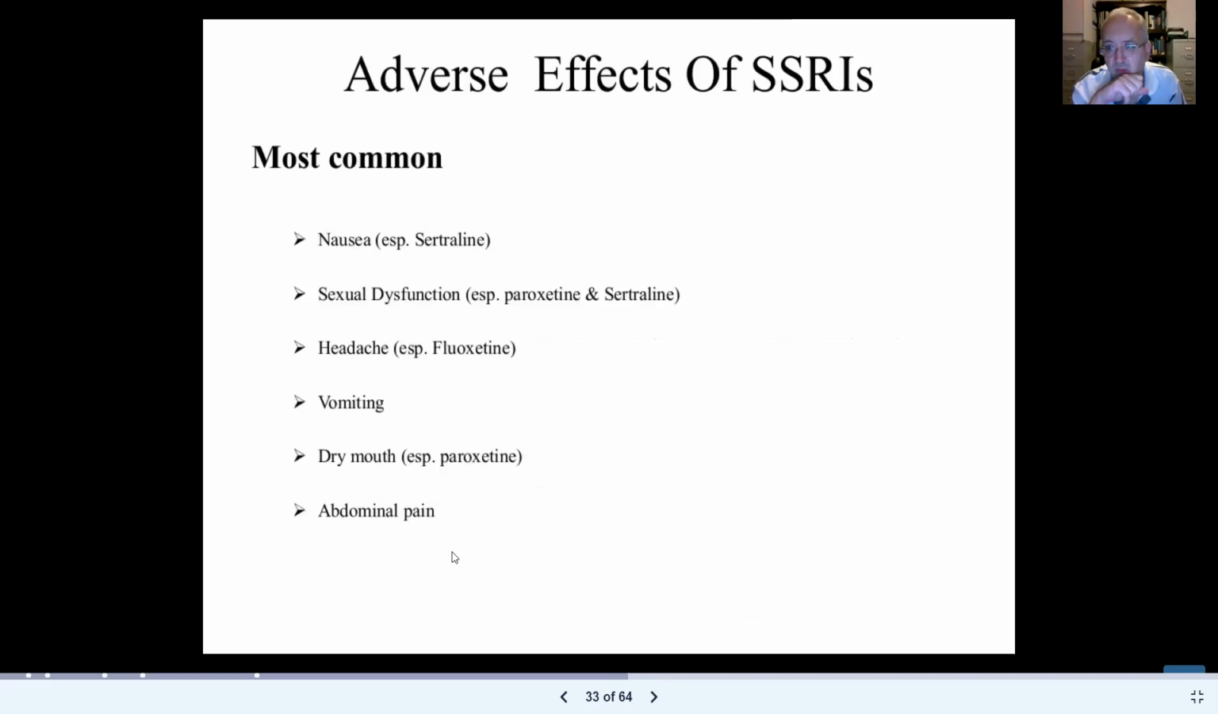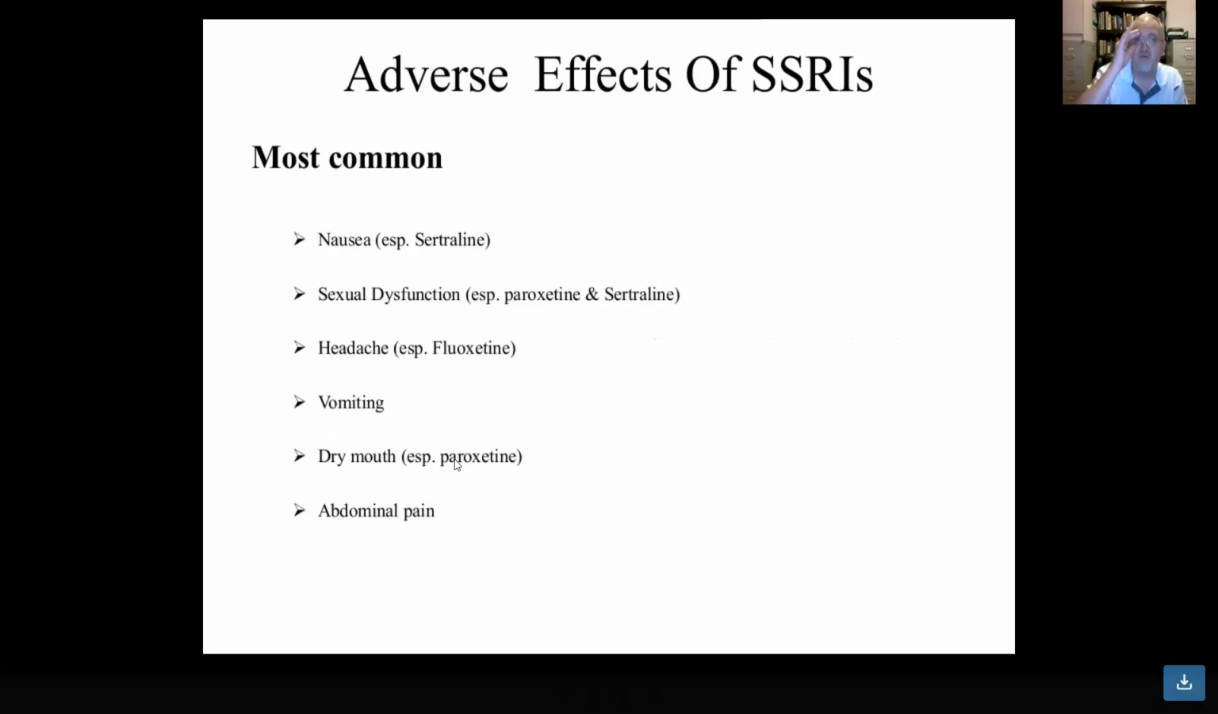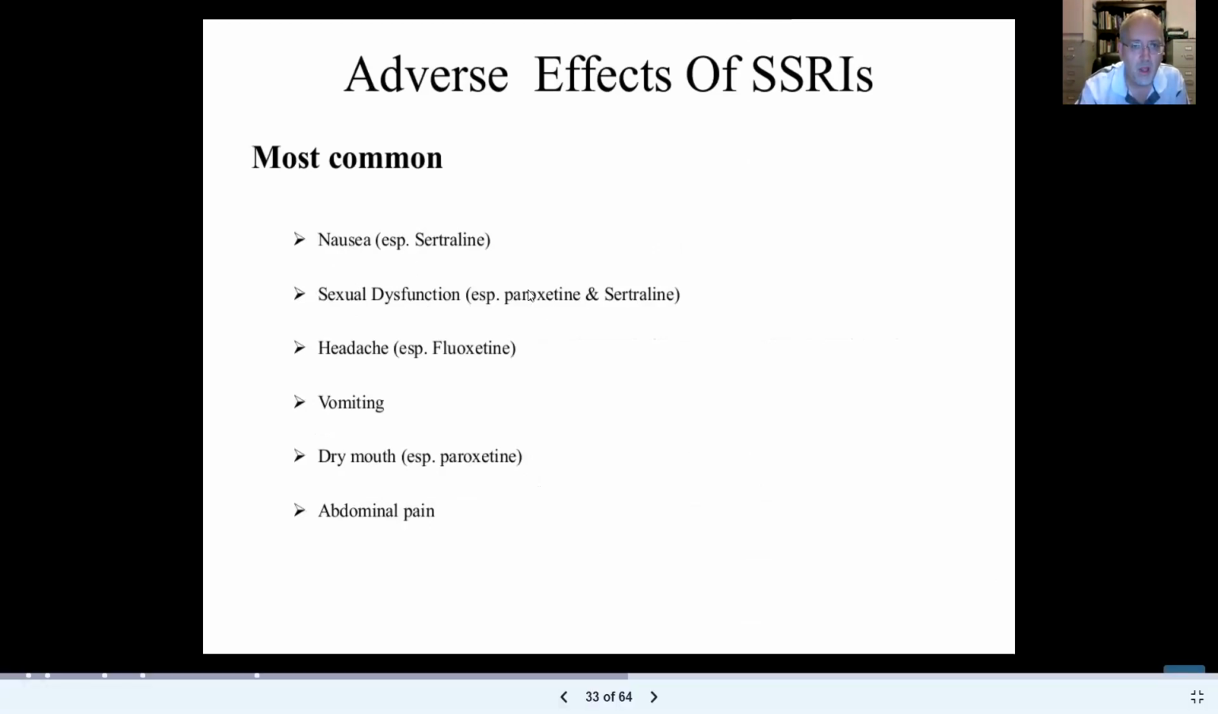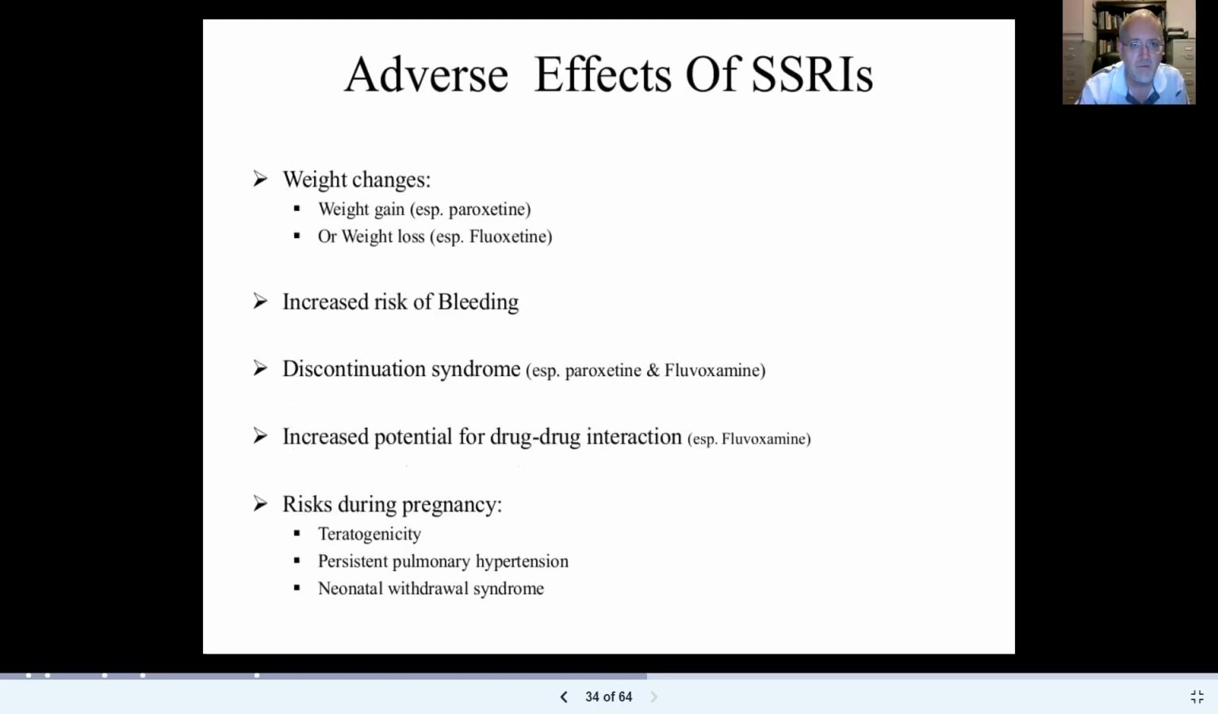Some of the adverse effects, some of the side effects you can get from SSRIs: nausea, sexual dysfunction, headaches, vomiting, dry mouth, and pain. Notice again, like we talked about before, genital areas, head, stomach, and even mouth. Notice how many parts of the body are impacted by these medications. Here are some other ones: increased risk of bleeding, weight gain. So here's the stomach again.